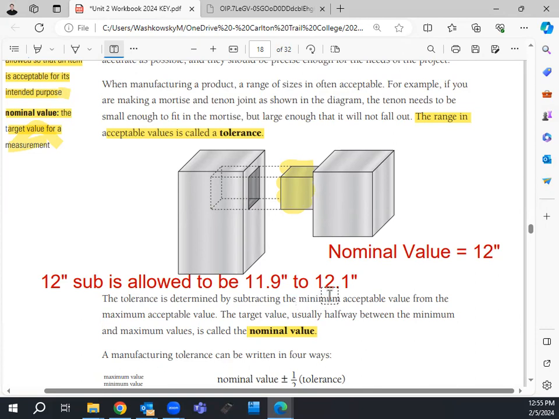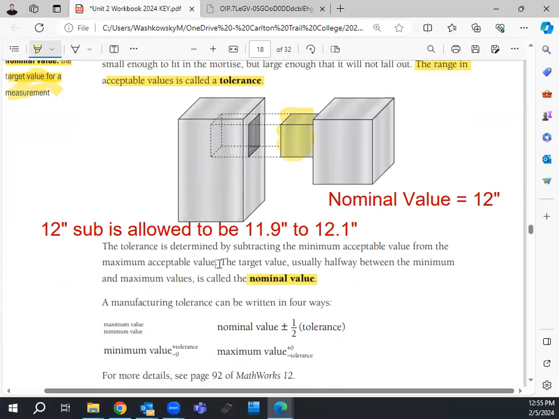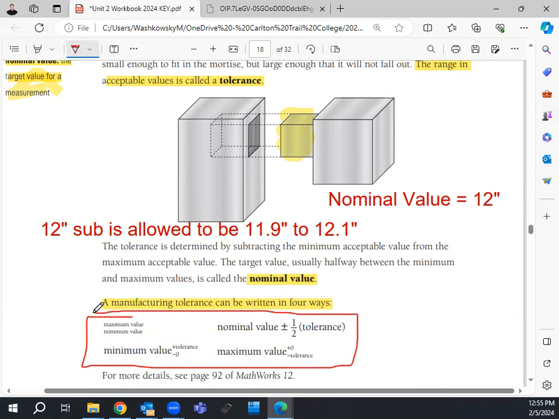So we have 4 different ways of showing this. These tolerances can be written in 4 ways. You do not need to memorize them because they should give this to you, but you are going to want to make sure that these stand out.